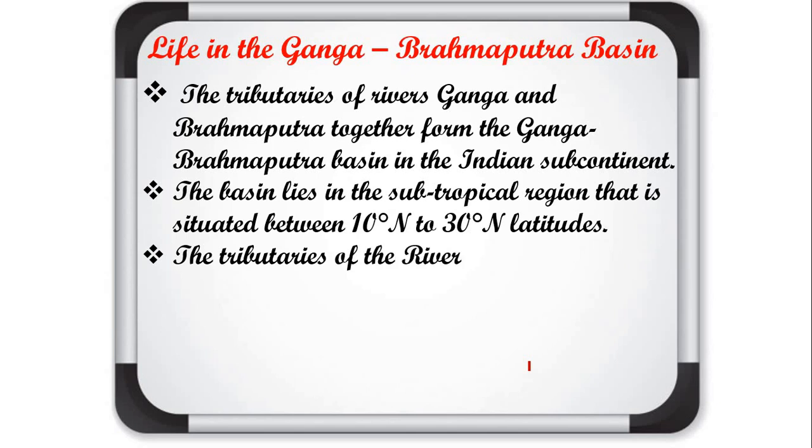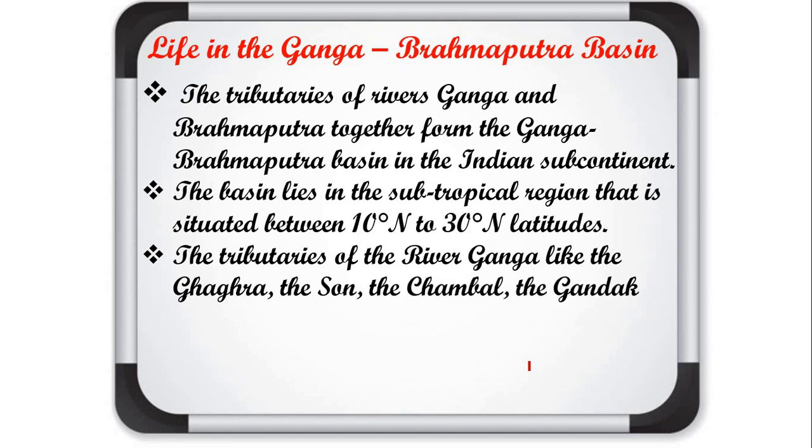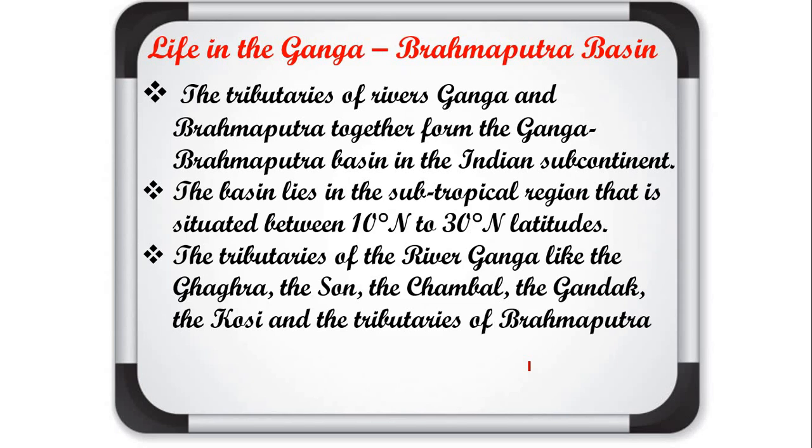The tributaries of the river Ganga are Ghaggar, Son, Chambal, Gandak and Kosi. The tributaries of Brahmaputra drain it. So these are the tributaries of the Ganga river, meaning these are small rivers which join the Ganga. You must know about the tributaries of the Ganga river. These are Ghaggar, Son, Chambal, Gandak, Kosi.